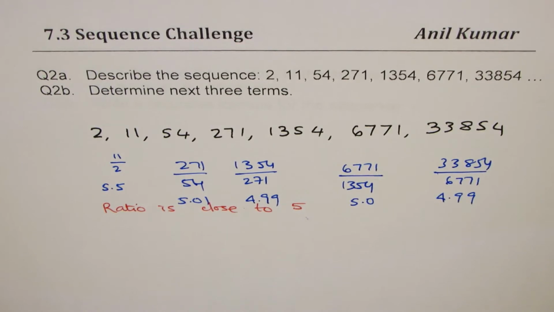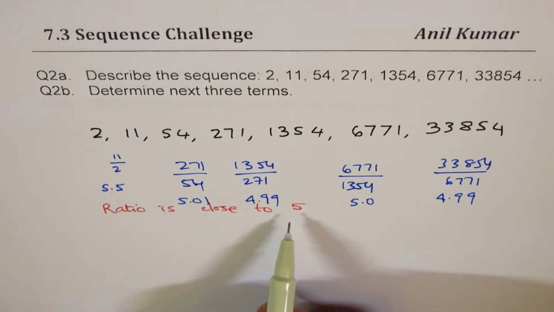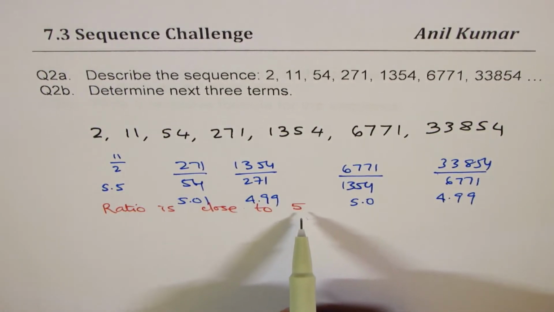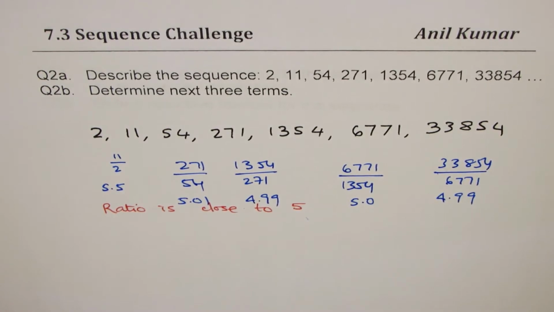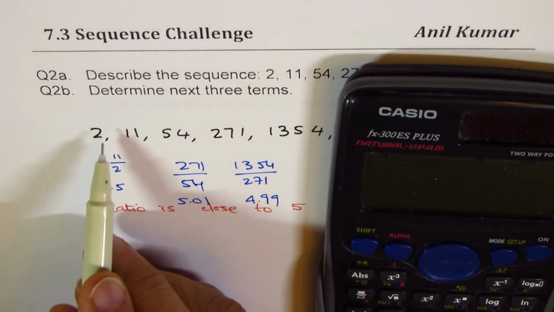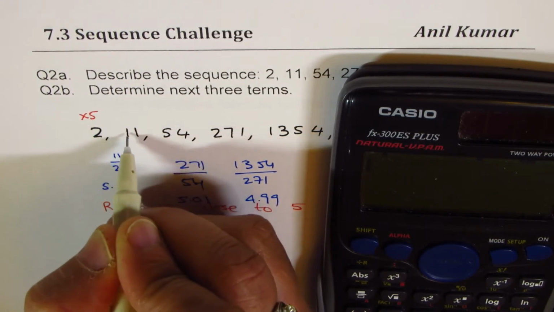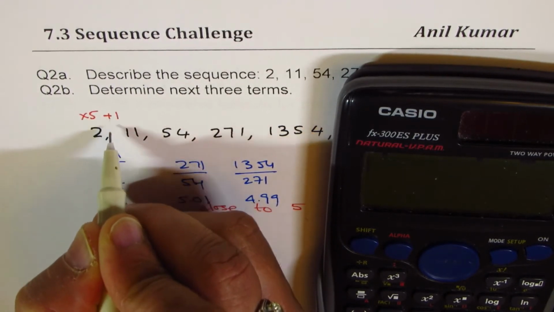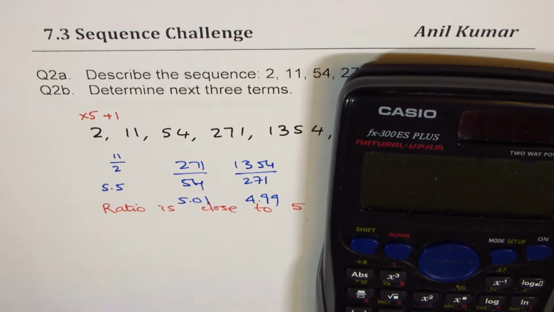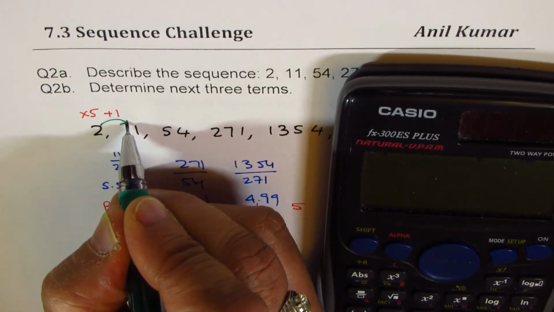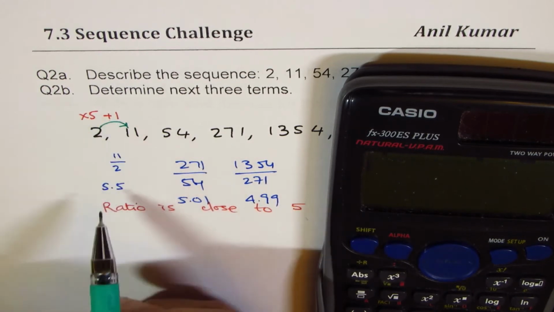Okay. So we got some idea. Ratio is close to 5. That means times 5 can work, right? So now let's redo the work. So if I multiply this by 5, I get 10. And to get 11, I have to add 1, right? So that gives me a pattern here. So I can reach from here to there by times 5 plus 1.